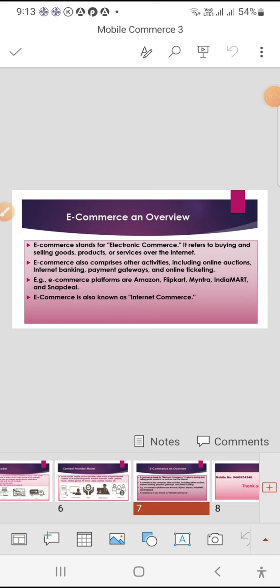Some popular e-commerce platforms which we have already come across in mobile commerce are the same: Amazon, Flipkart, Myntra, IndiaMart, and Snapdeal. These are also extending their services on e-commerce platforms. They have mobile apps for their extension of mobile services. E-commerce is also known as internet commerce. We can also call it internet commerce.